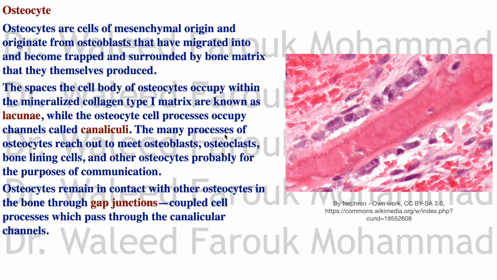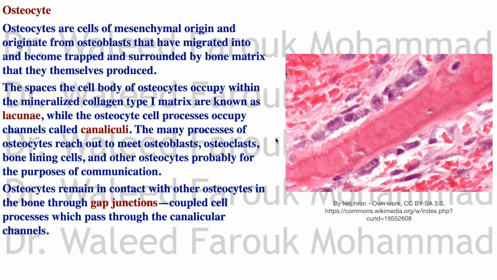Osteocytes are of mesenchymal origin, as you can see here, and originate from osteoblasts that have migrated and become trapped and surrounded by bone matrix. The spaces the cell bodies of osteocytes occupy within the mineralized collagen type 1 matrix are known as lacunae. These are the lacunae, evident here, as you can see. While the osteocyte cell processes occupy channels called canaliculi, we saw that in a different picture.